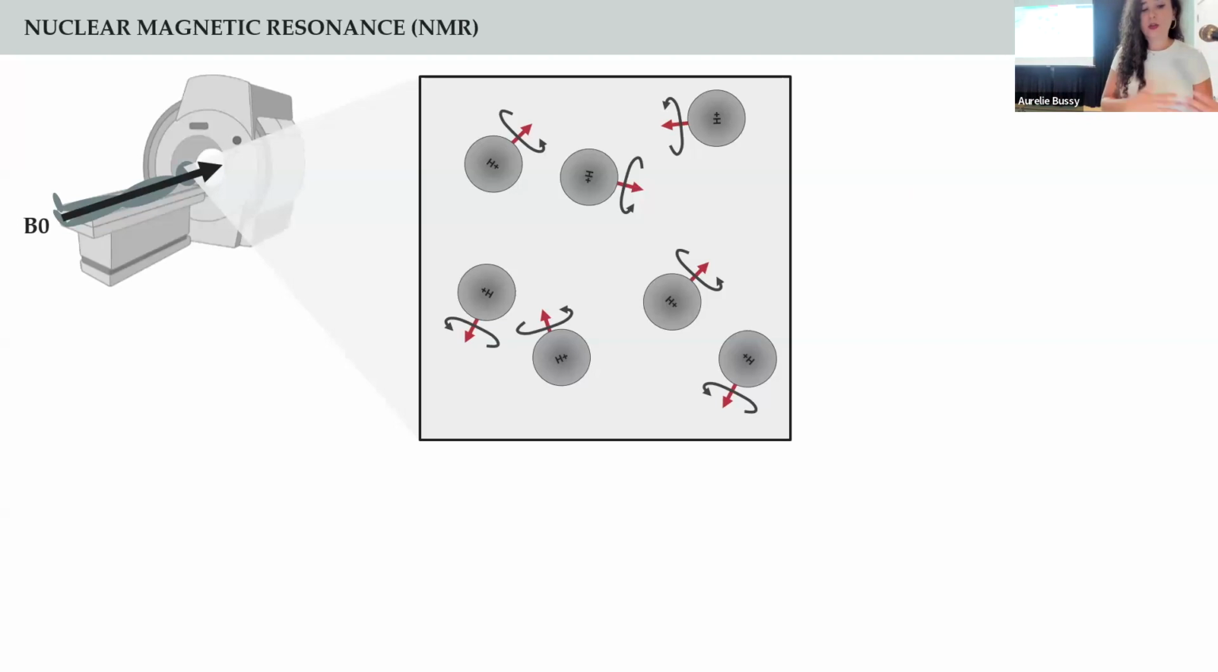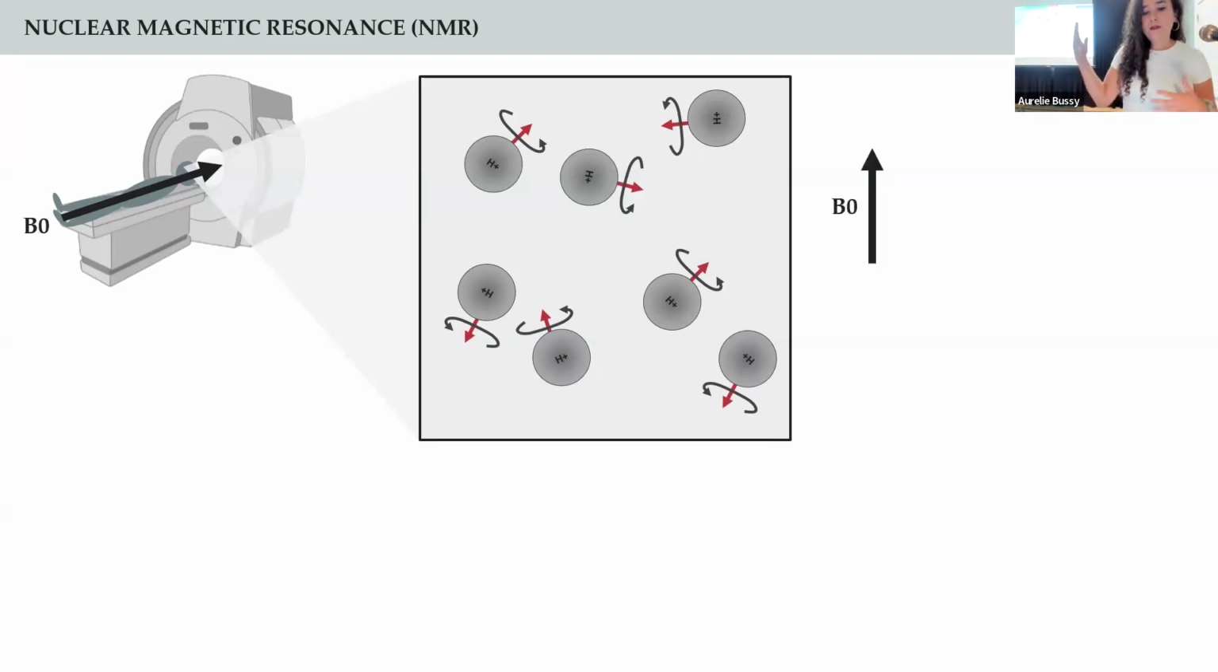But as soon as you put someone inside a scanner, they will feel a very strong magnetic field that we call B0, going from the feet to the head of the participant. This B0 field is always on in the machine. You can never turn it off. And this is what we mean when we ask, are you working with a 1.5, 3 or 7 Tesla? That is the B0 field. So it's super, super strong.